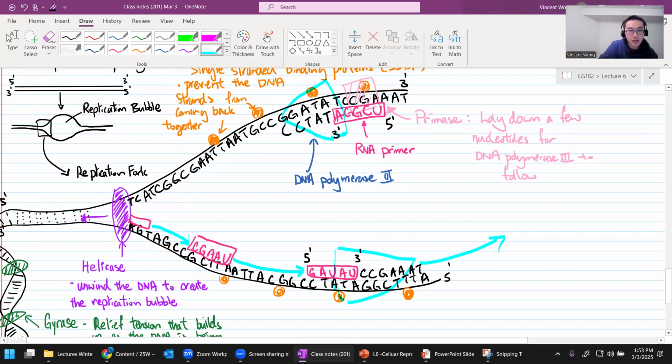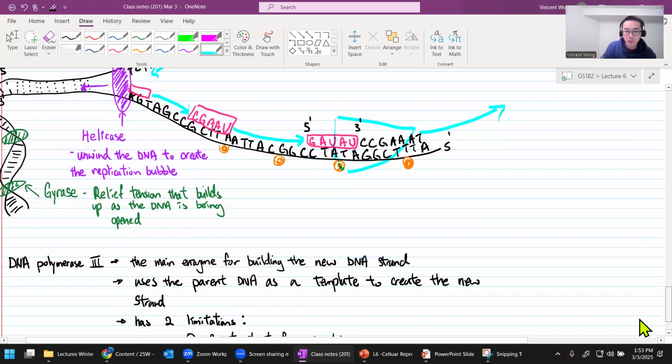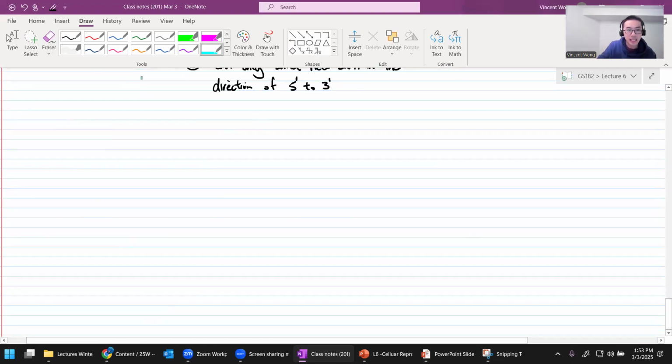Now, this strand here is being built in one go with no breaks. And this one is actually being built in several stages, right? In several fragments. So we give them different names. But I just want to redraw this for you in a clean diagram to help you get a better picture of it. Okay? So maybe you can follow along. You can draw your own as well.